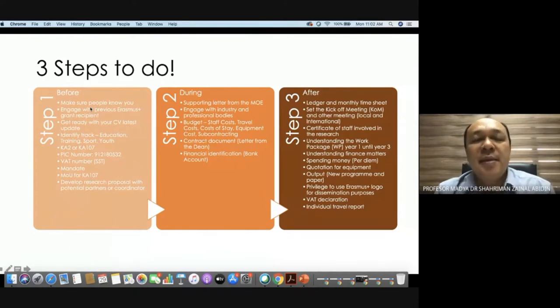Okay, next is about budget. In an Erasmus Plus application, when we formulate the budget, it is only for certain votes, as we call it in Malaysia. The first is staff cost.